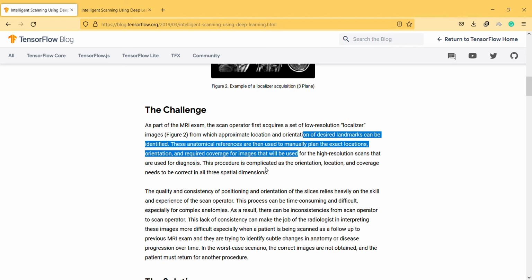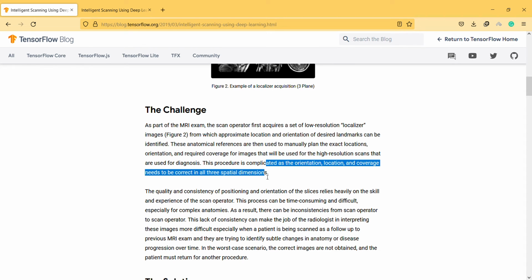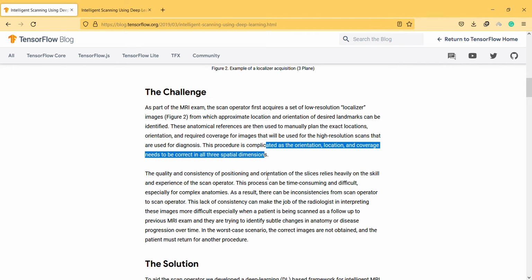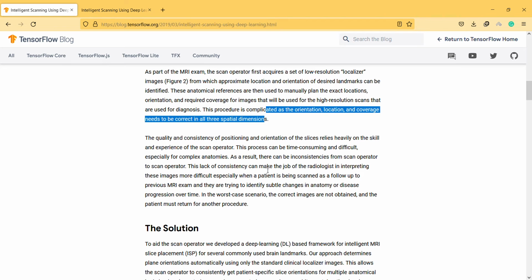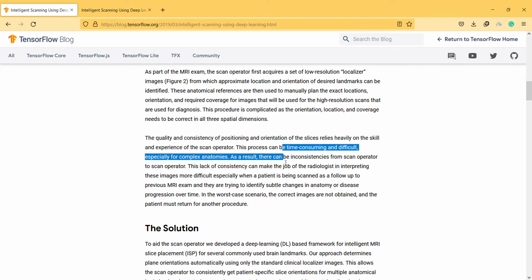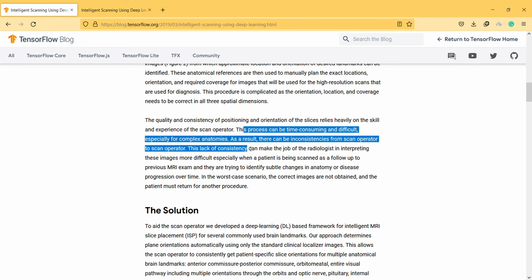This procedure is complicated as the orientation, location, and coverage need to be correct in all three spatial dimensions. The quality and consistency of positioning and orientation of the slices relies heavily on the skill and experience of the scan operator. This process can be time-consuming and difficult for complex anatomies.